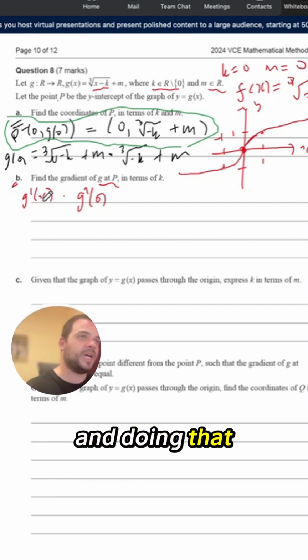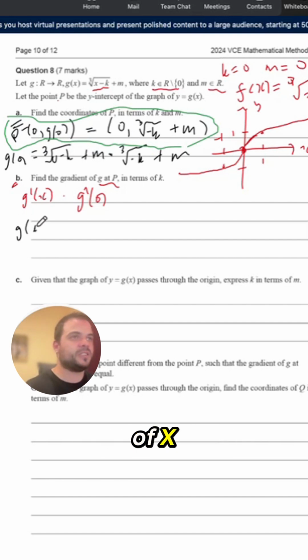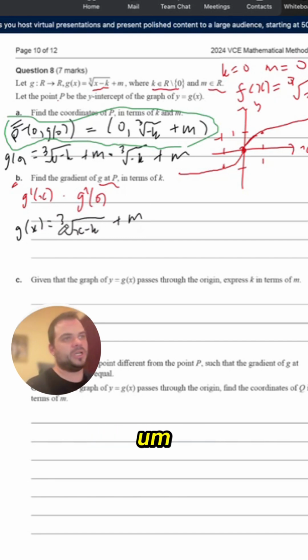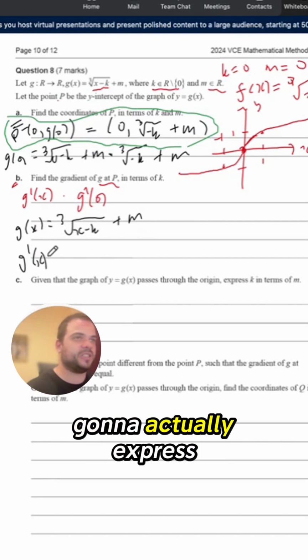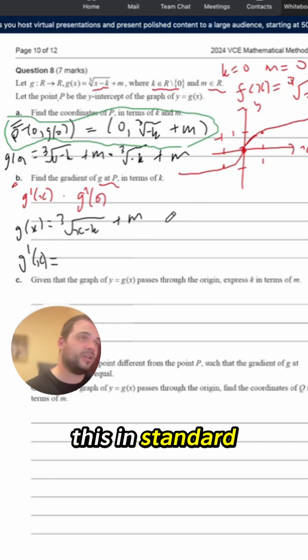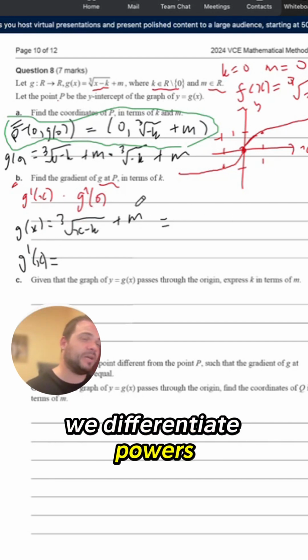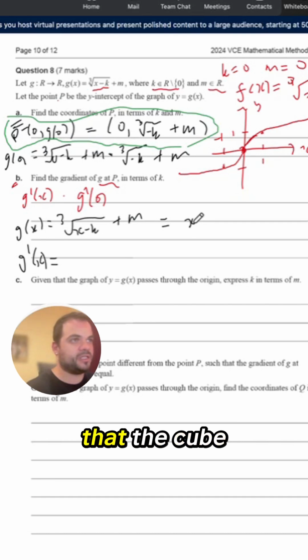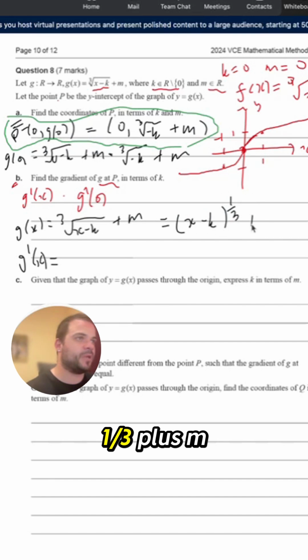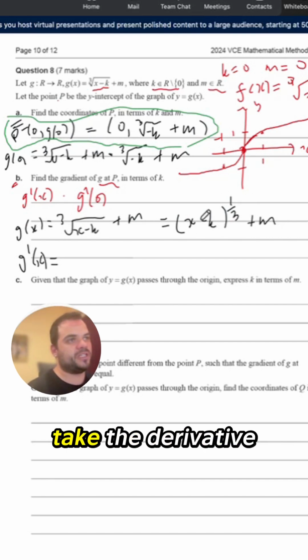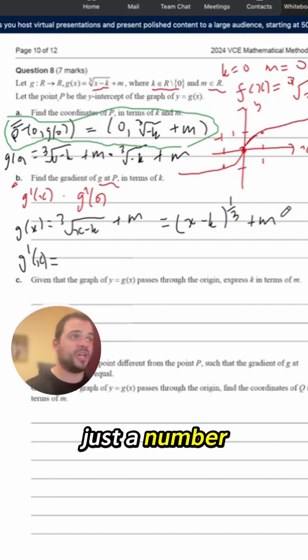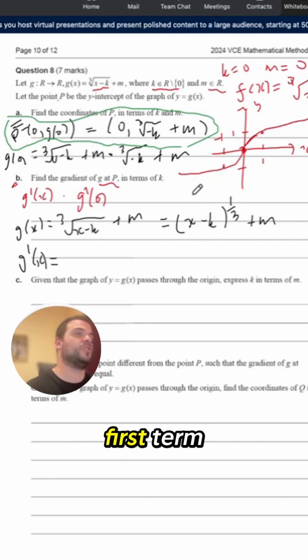So going ahead and doing that, I'm just going to write down g of x so we have it there. It's the cube root of x minus k plus m. We want to differentiate this, so I'm going to express this in standard index notation, because that's how we differentiate powers. And I recognize that the cube root is just to the power of 1/3. So we've got x minus k to the power of 1/3 plus m. So now to take the derivative of this, m is just a number, so its derivative is going to be 0. So we just focus on the first term.